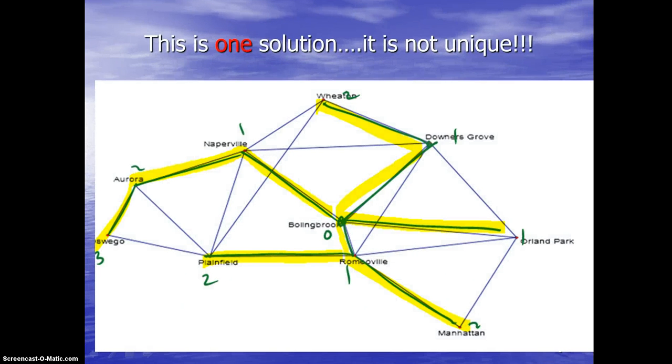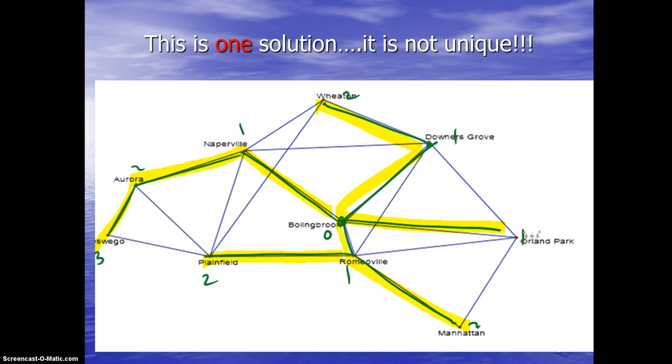If I was in Bolingbrook and I spanned out from Bolingbrook, I will show you a couple other things. So Bolingbrook was where I started, and then I went to all of the adjacent vertices, and I labeled those 1: Downers Grove, Naperville, Romeoville, Orland Park. Now I can leave from those cities.